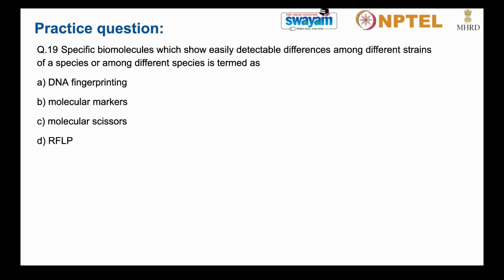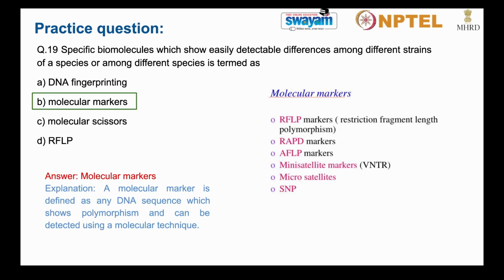Then option C is molecular scissors. Restriction enzymes are also regarded as molecular scissors because they produce the cut, and restriction enzymes are external agents, so they are not helping you out in identifying the species. So we are only left with a single option, that is molecular markers. So with this you must know what molecular markers are.